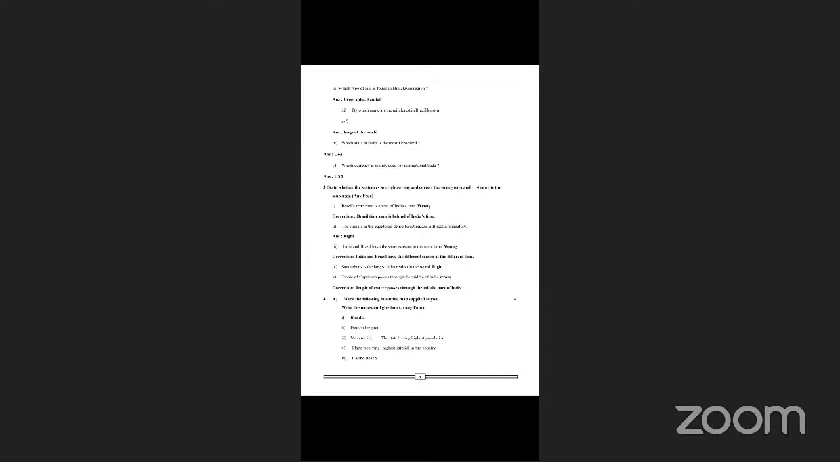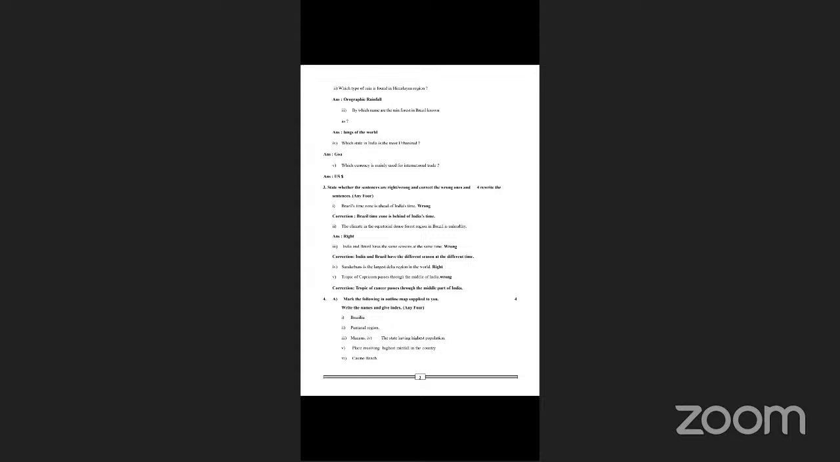Second question, which type of rain is found in the Himalayan region? The Himalayan region mainly acts as an obstruction for the southwest monsoon winds. So orographic rainfall becomes possible in India. So the Himalayan ranges get orographic type of rainfall. That is the answer, orographic rainfall, then you give the 1 mark for it.